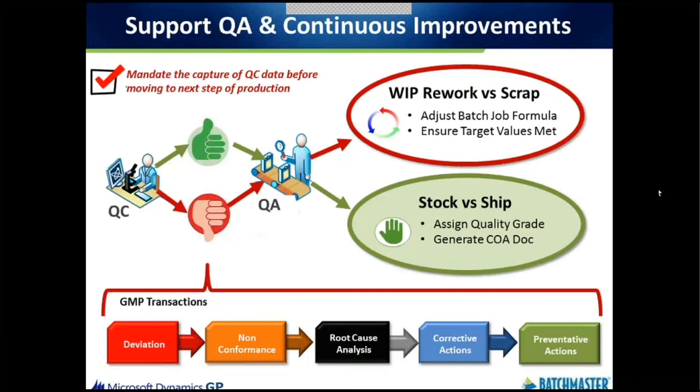Now, if QC tests fail, there may be the opportunity here to do some continuous improvement. And that's why we have some GMP transactions that we support: deviation, nonconformance, root cause analysis, and CAPA. And all this information, again, is going to be used, especially if you're in an FDA validated industry. You're going to need that information. And it goes without saying that all the collected quality-related data is going to be trended and analyzed to identify issues with either items or vendors or even storage locations.